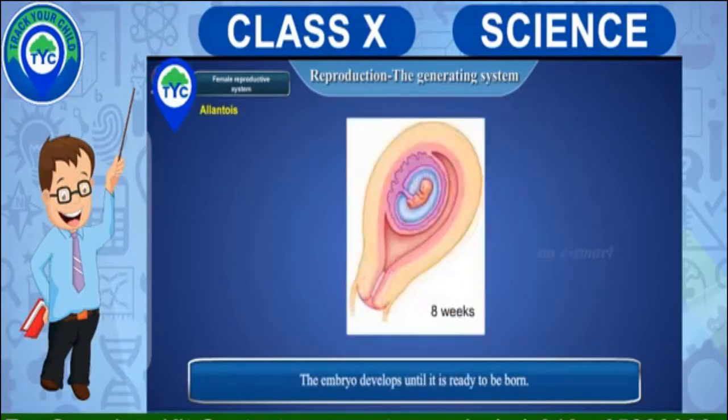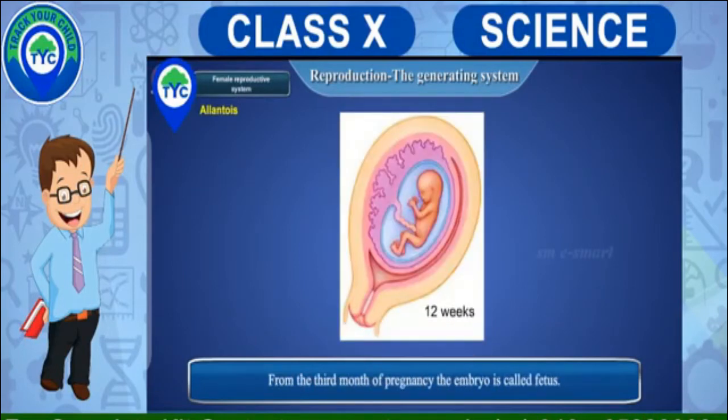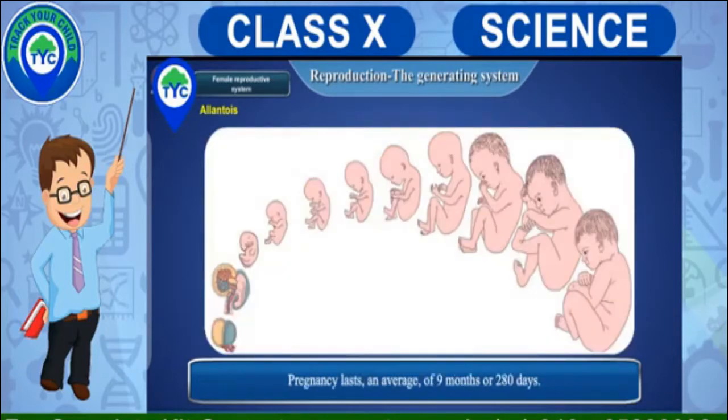The embryo develops until it is ready to be born. From the 3rd month of pregnancy, the embryo is called fetus. Pregnancy lasts an average of 9 months or 280 days. This period is called gestation period.